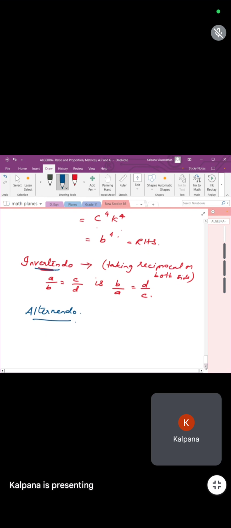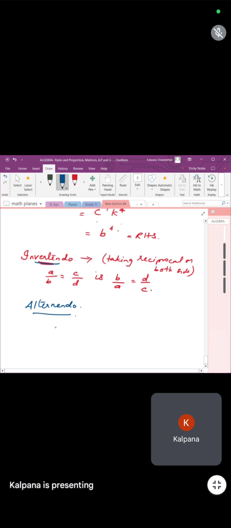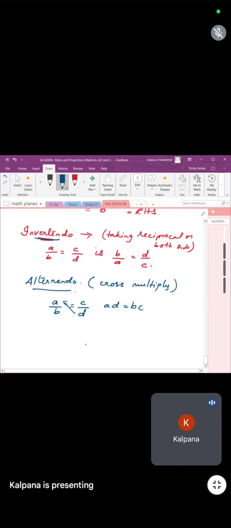Alternando. So in this case, you have the proportion A is to B proportional to C is to D, that is A by B equal to C by D. We have to do just the cross multiplication. So AD equal to BC. Okay, cross multiply. This is alternando. Now componendo separately, dividendo separately, we will not have any questions like that.